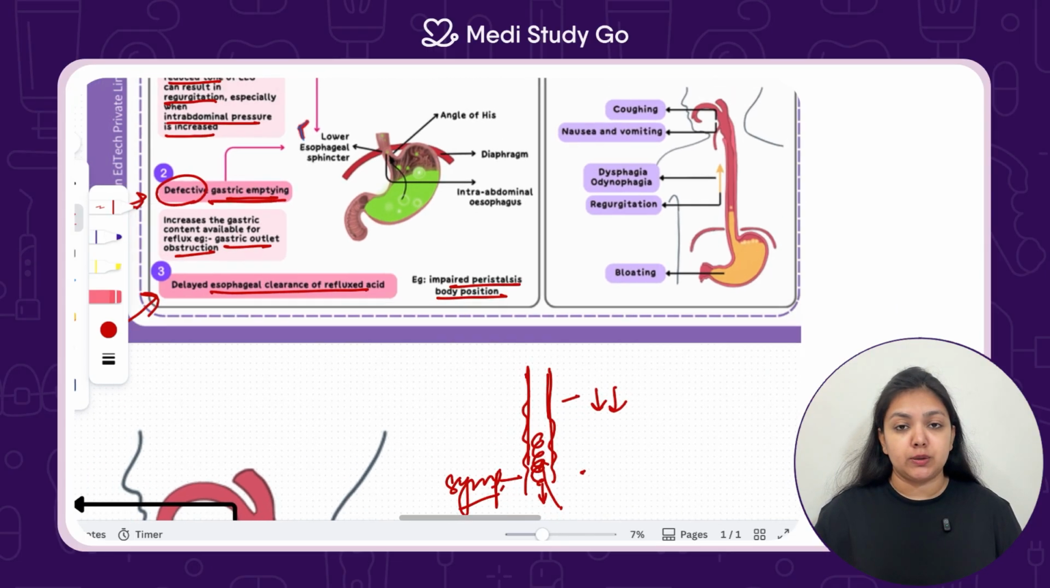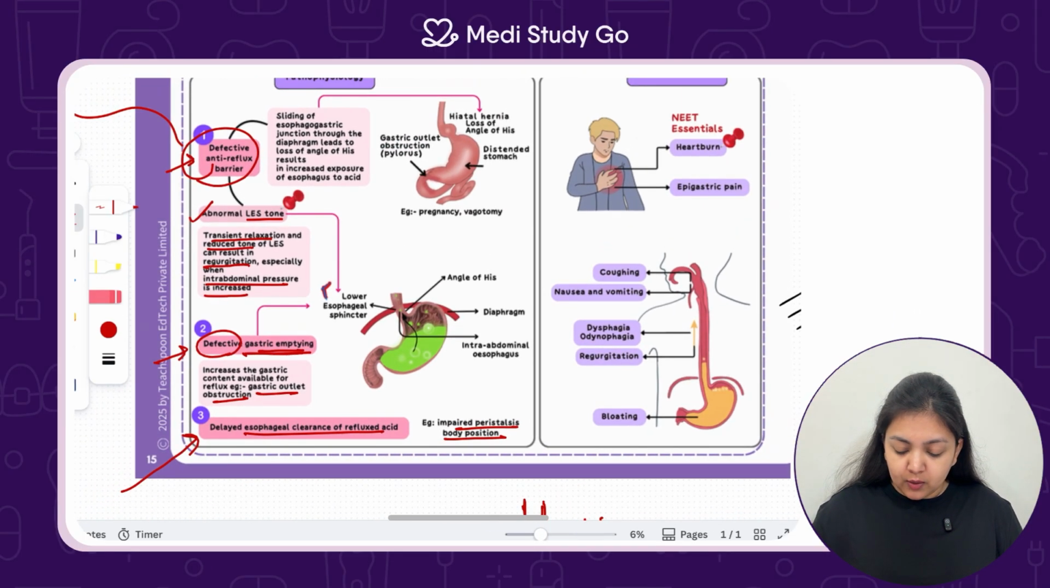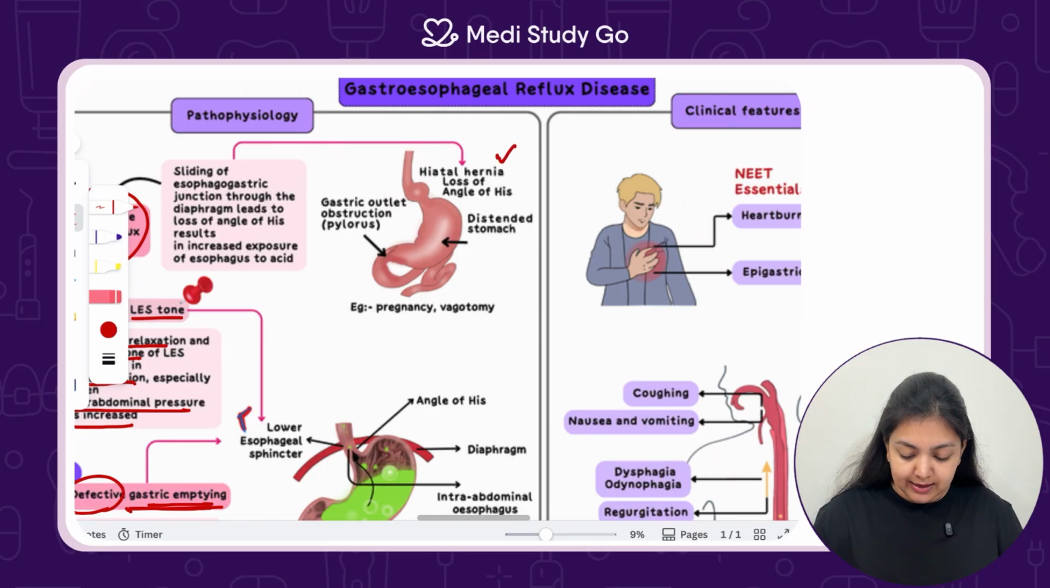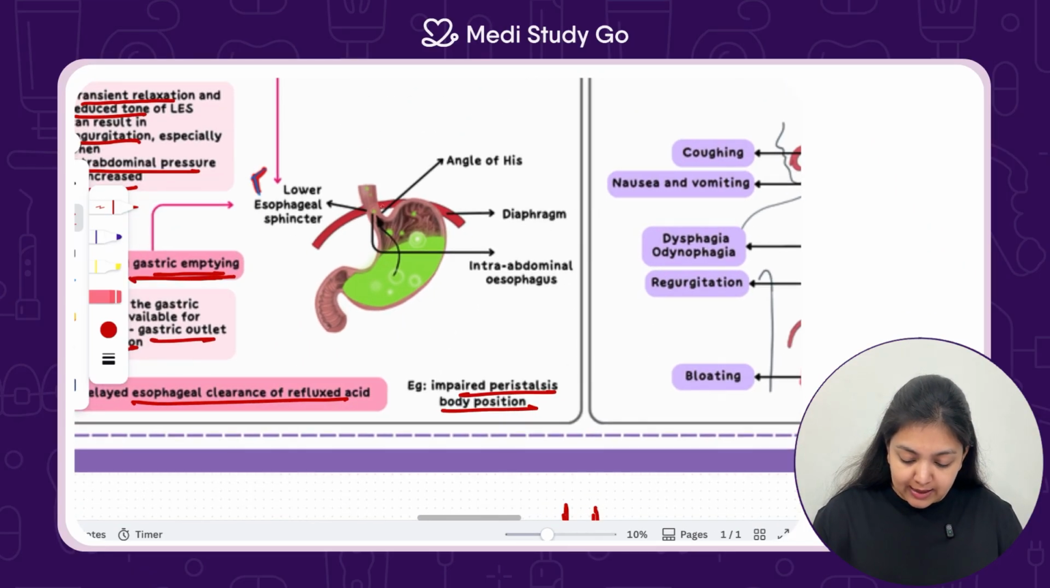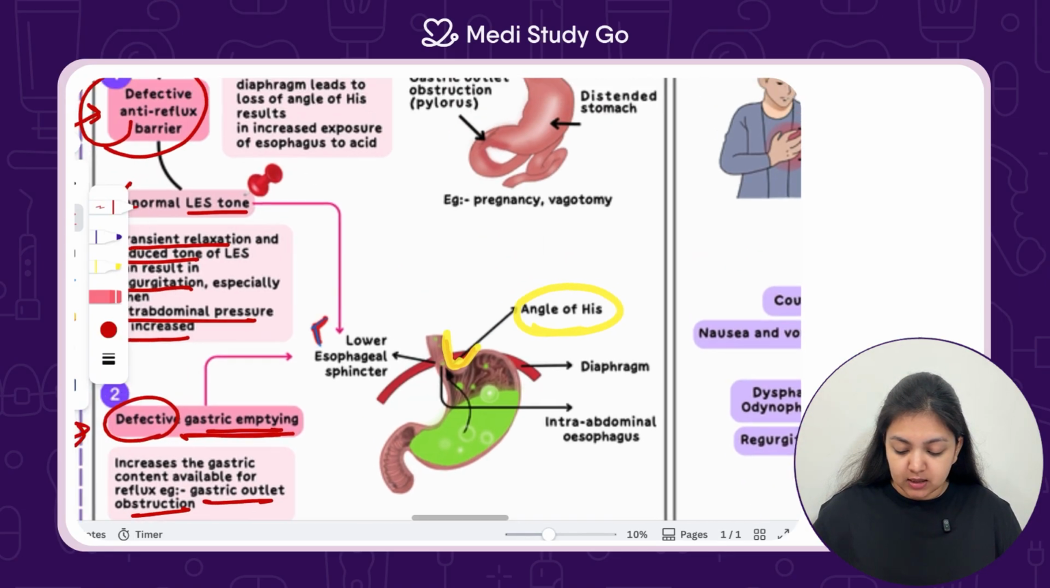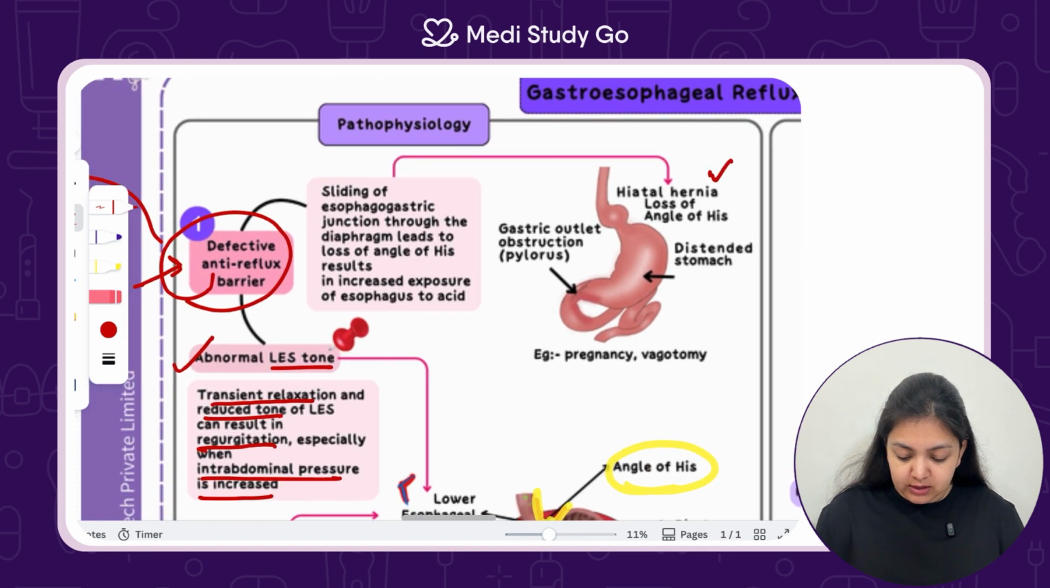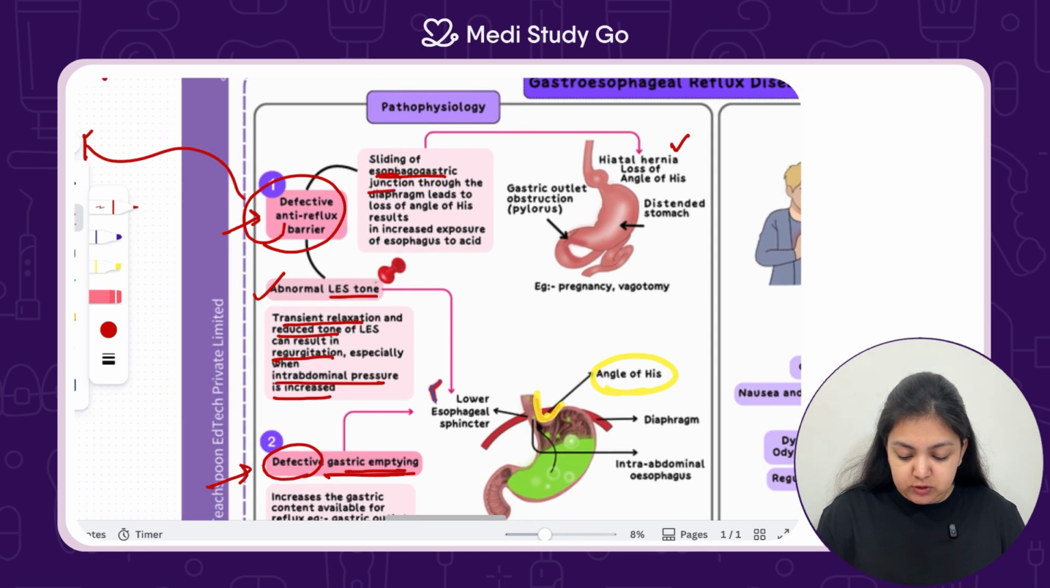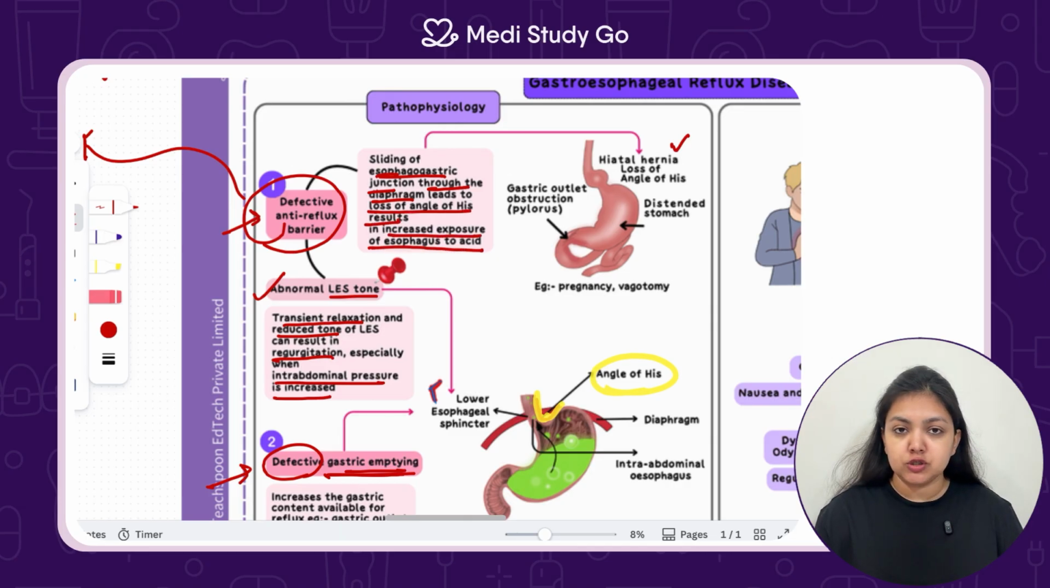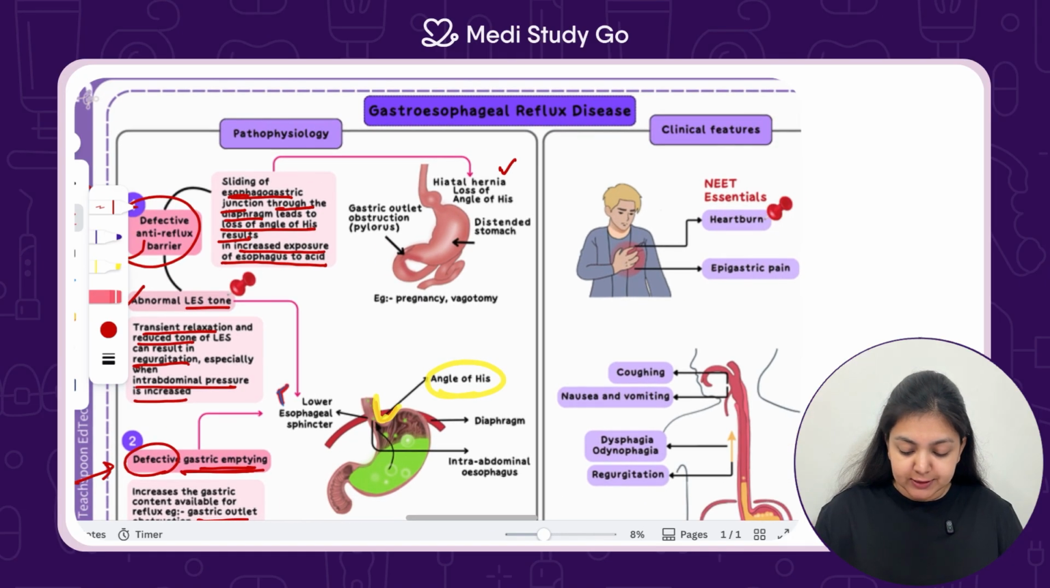Now another reason is hiatal hernia. What is a hiatal hernia? Near the angle of the esophagus and the stomach, there is a feature known as the angle of His. In some cases, a hernia can happen wherein the esophagogastric junction moves through the diaphragm and leads to the loss of this angle of His, which causes an increased exposure of the esophagus to the acid. So this increased exposure causes again the symptoms of GERD.